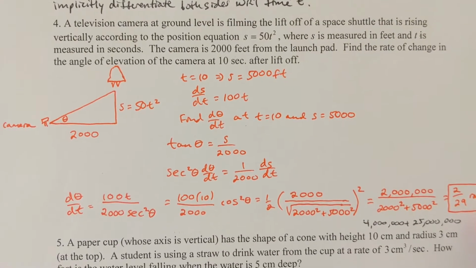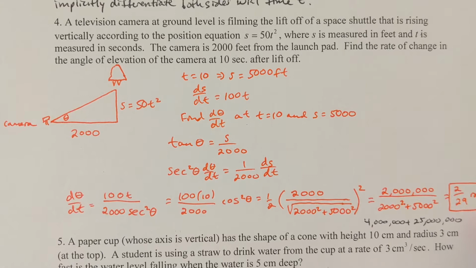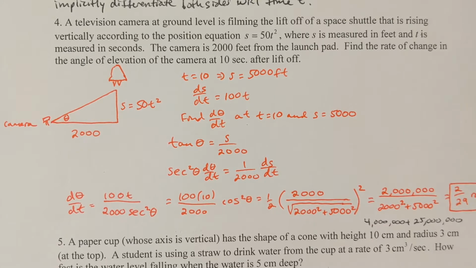Okay, let's take a look at problem 4 next. A television camera at ground level is filming the liftoff of a space shuttle that is rising vertically according to the position equation s equal 50t squared, where s is measured in feet and t is measured in seconds. The camera is 2,000 feet from the launch pad. Find the rate of change in the angle of elevation of the camera at 10 seconds after liftoff.